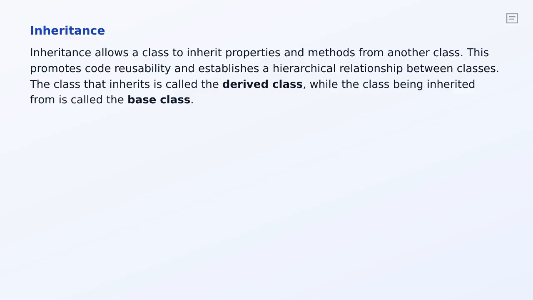Inheritance allows a class to inherit properties and methods from another class. This promotes code reusability and establishes a hierarchical relationship between classes. The class that inherits is called the derived class, while the class being inherited from is called the base class.